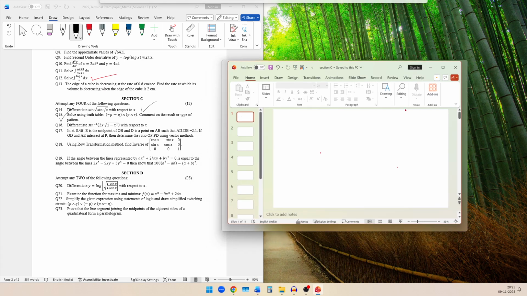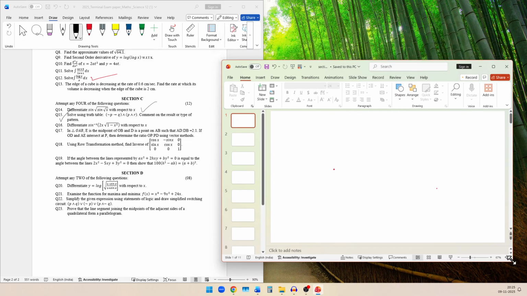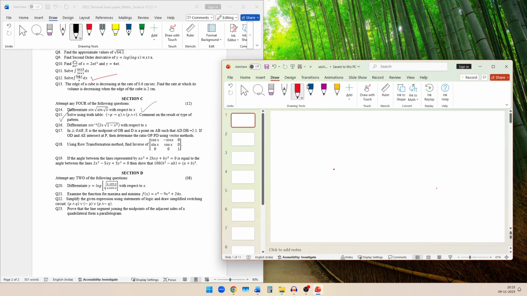Okay. So the question is, this is a better scale to write. The question is differentiate sine of root of sine of root of sine of root of x, with respect to x, obviously.